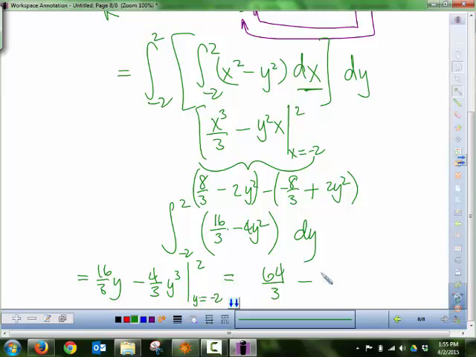16, 32. Is that right? Let's just say it's right. So this is my answer. And whenever you do a double integral, whenever you do any integral, right, if it's a definite integral, your answer is going to be a constant. It's just going to be a number. And that's why these things are technically called dummy variables, because it doesn't matter what they are, they're going to disappear, and you're just going to end up with a constant.